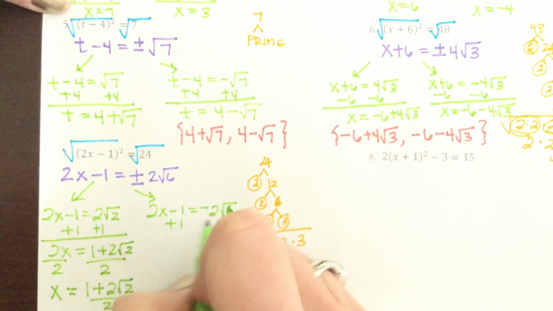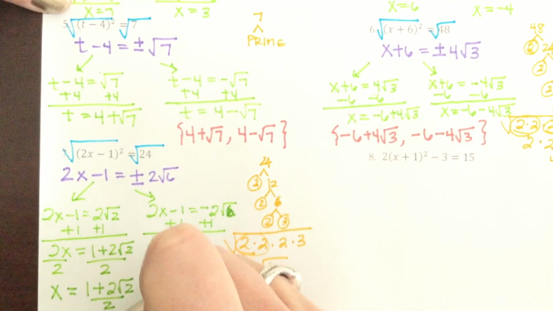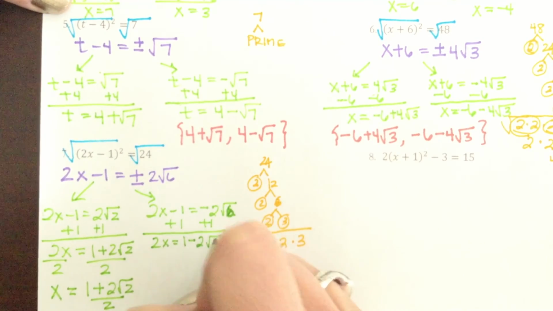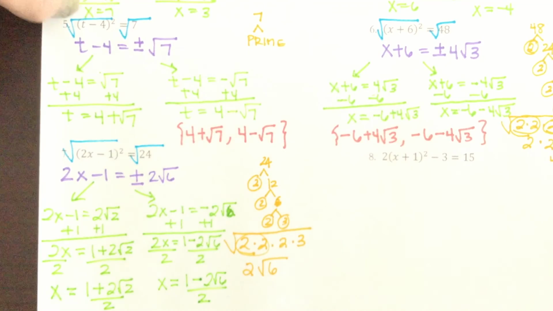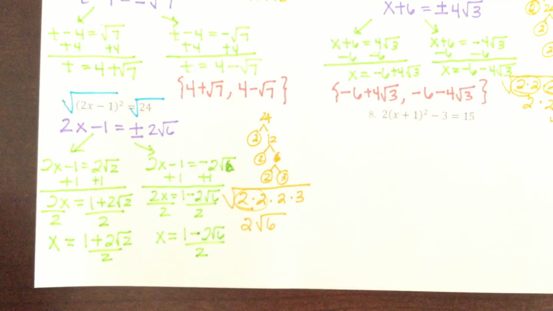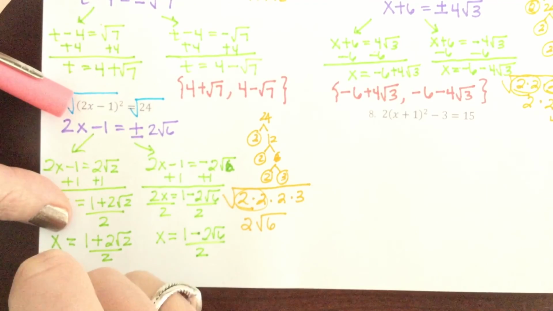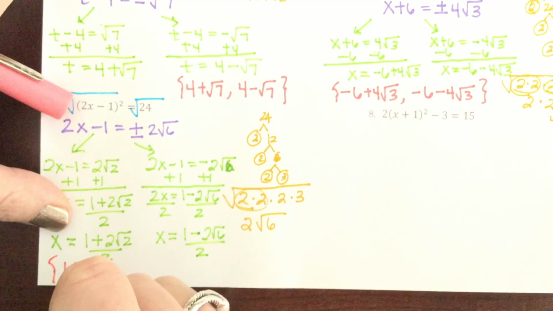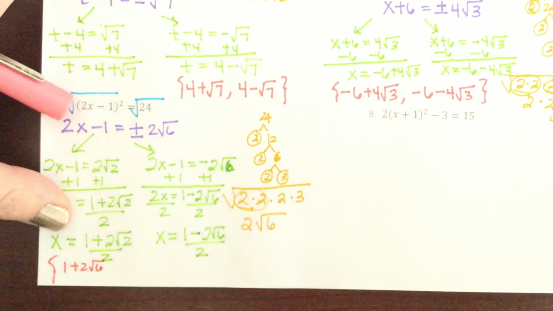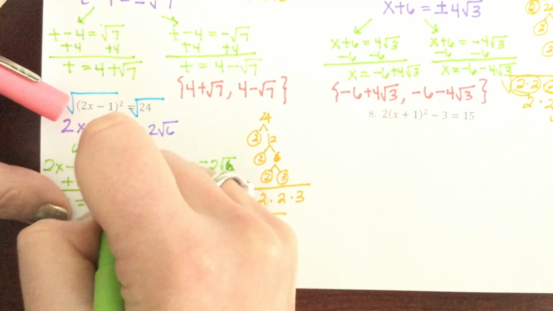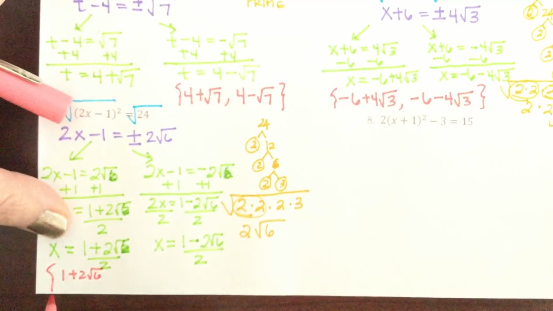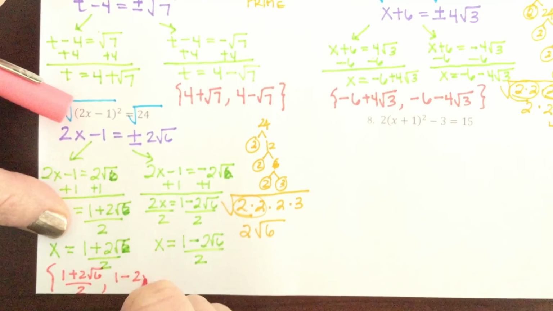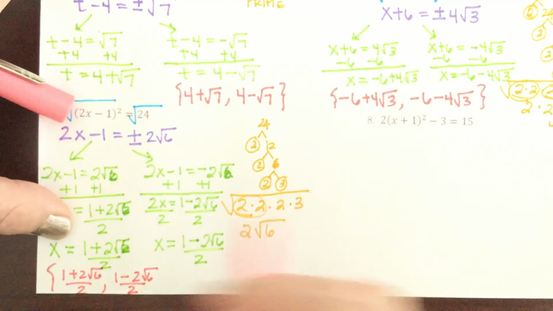On the right-hand side, we're going to do the same steps. We're going to add 1. So 2x is equal to 1 minus 2 square roots of 6. And when we divide both sides by 2, we get that x is equal to 1 minus 2 square roots of 6 over 2. Thinking about our two solutions there, one of our solutions is 1 plus 2 square roots of, my bad guys, these should all be 6's. My apologies. So 1 plus 2 square roots of 6 over 2 and 1 minus 2 square roots of 6 over 2.